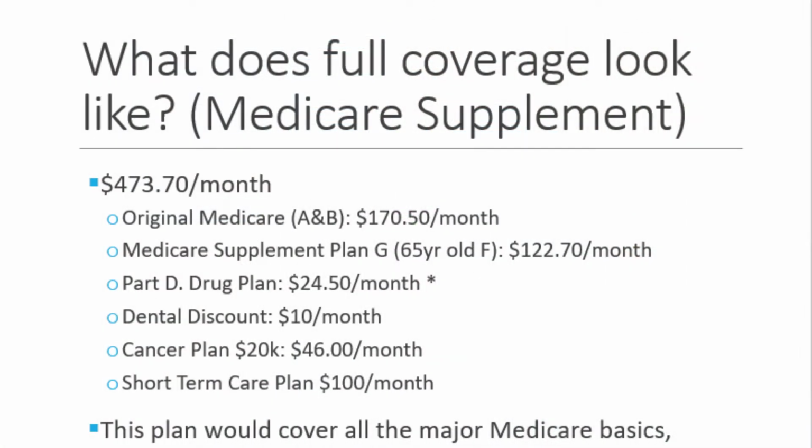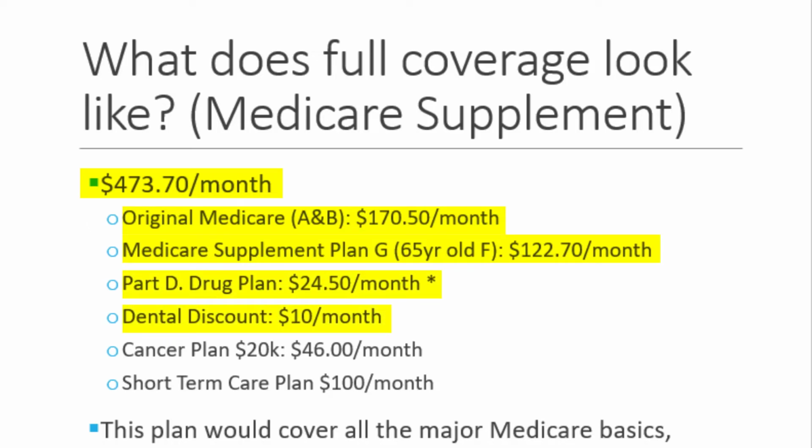All right, so here's the fun part. How much does all of this cost? Okay, so Medicare Supplement plans, as you can see here, for a 65-year-old female turning 65 going onto the Medicare program, this is what a Medicare Supplement full coverage would look like. For about $473.70 a month, you have your original Medicare, Medicare Supplement Plan G, a Part D drug plan, a dental discount program, a cancer plan, and the short-term care plan.